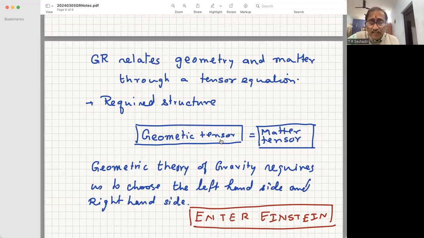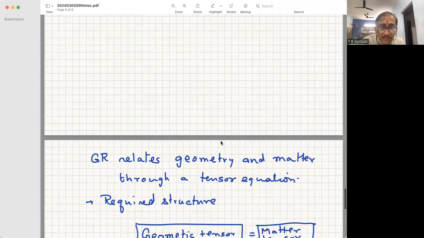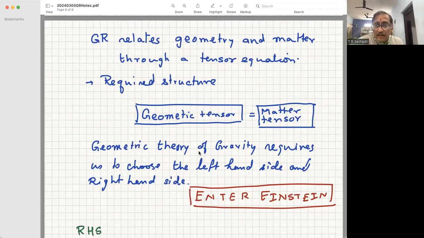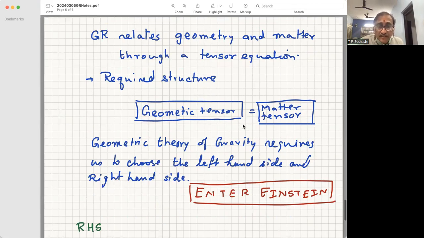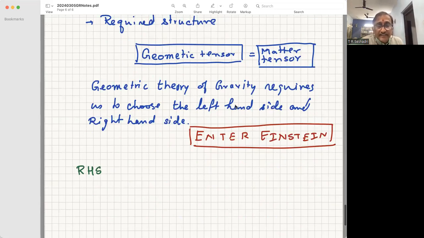Yes. Okay, so this was the last portion which I had, so I'll just do it from the laptop itself. So GR is related to this one, and so the required structure is that the geometric tensor should be equal to the matter tensor. And the geometric theory requires that we choose a left-hand side and right-hand side appropriately, and this is where Einstein enters. First of all, from fluid dynamics, we already knew what kind of a matter tensor should be there. That I will do as an aside, and then I will discuss the energy momentum tensor. Then Einstein started substituting one by one various geometric tensors like R_ijkl, R_ij, R, and various combinations, giving some physical reason as to what should be the left-hand side to satisfy some basic requirements of the theory. And that is how he arrived at Einstein's equation, which I will do next time.